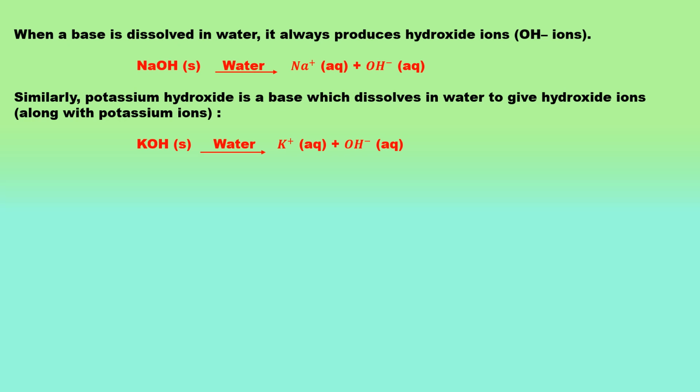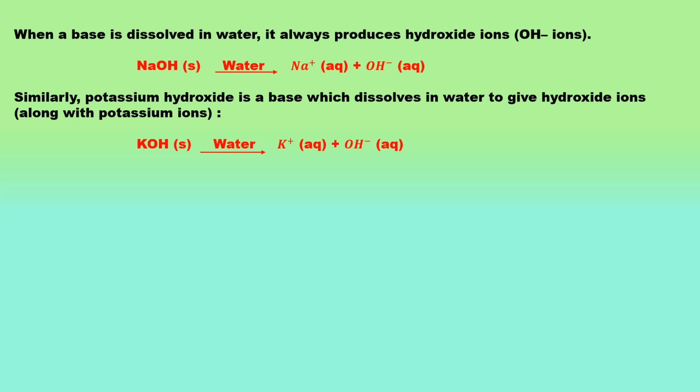When a base is dissolved in water, it always produces hydroxide ions, or OH- ions. Thus, a base is a substance which dissolves in water to produce hydroxide ions, or OH- ions, in solution. For example, sodium hydroxide is a base because it dissolves in water to produce hydroxide ions, along with sodium ions. A sodium hydroxide solution shows basic behavior due to the presence of hydroxide ions in it. Similarly, potassium hydroxide is a base which dissolves in water to give hydroxide ions, along with potassium ions.